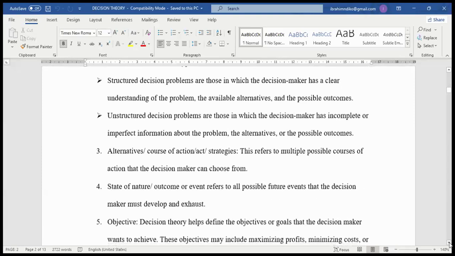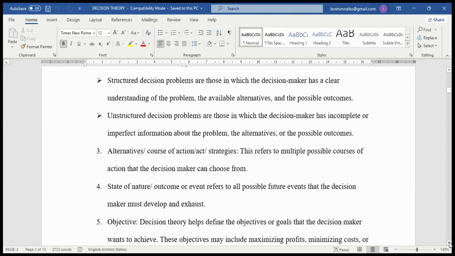Let's go to this one, structured decision problem. Structured decision problems are those in which the decision maker has a clear understanding of the problem, the available alternatives and the possible outcomes. So the decision maker has a clear understanding of what the problem is. You also have a clear understanding of the available opportunities to choose from. And you also know the possible outcomes of those projects, in terms of either profit or losses. So that one we can term as structured.